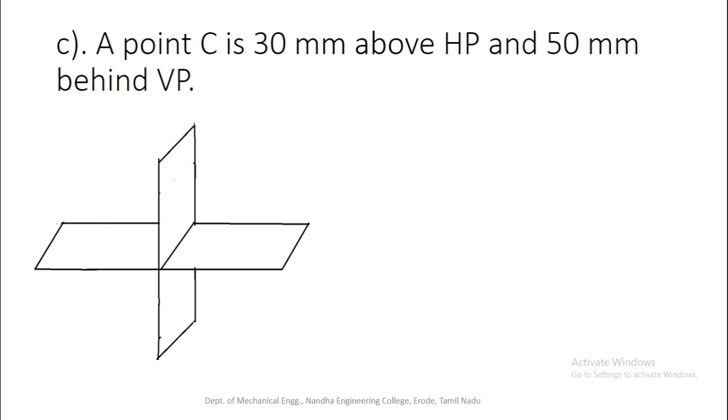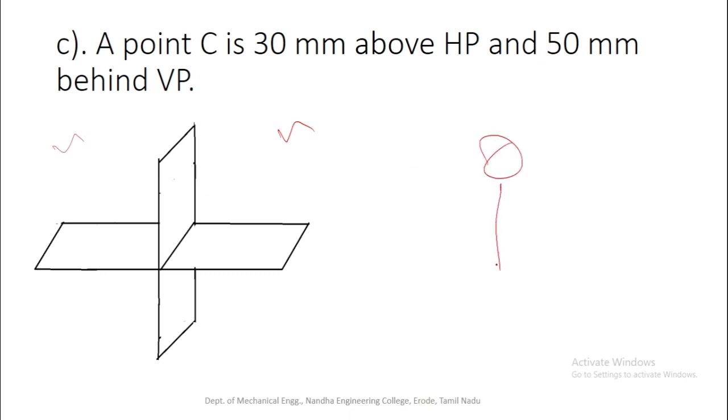Okay, we will see another example. Here the point C is 30 mm above HP. According to this statement, the object may be placed either in the first quadrant or in the second quadrant. In both cases, the object will be described as above the HP only. The next point is that the object is 50 mm behind VP.